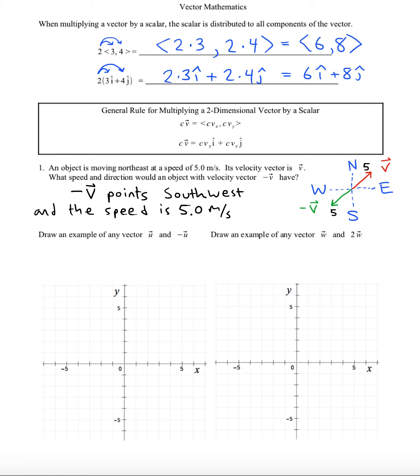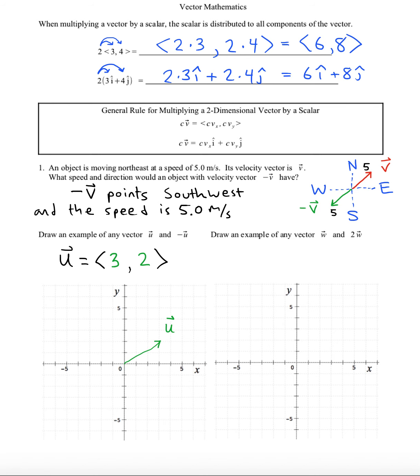Draw yourself an example of a vector u, and then draw negative u. Now go ahead and come up with some numbers for your vector u. And then we'll try to use multiplication by a negative to see what the new components will be of the vector negative u. I'm going to pick the components 3, comma 2. Let's draw that vector. Go over 3, up 2. This is vector u.